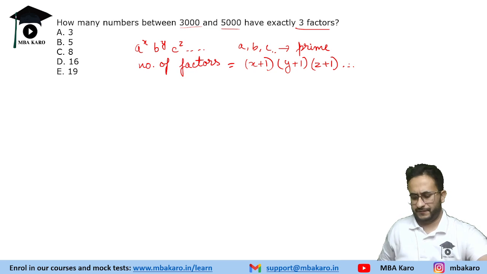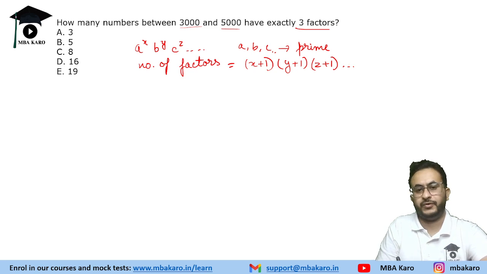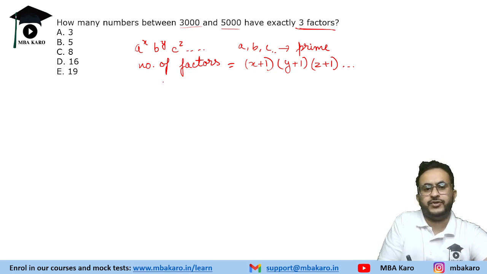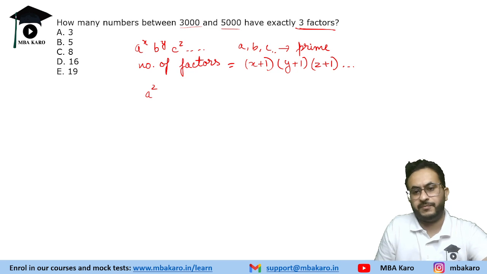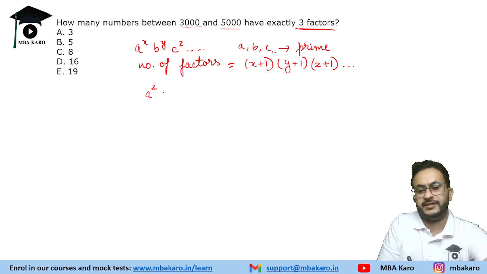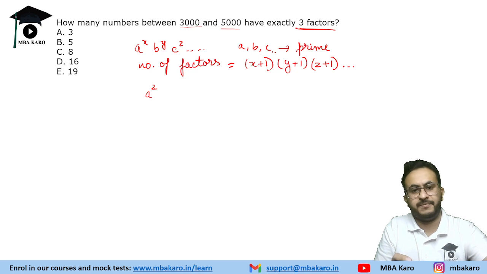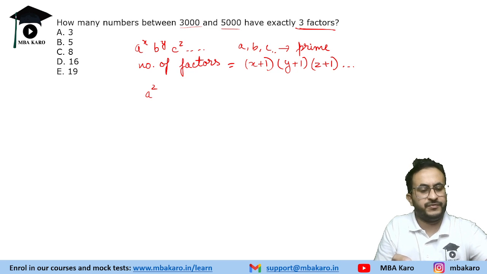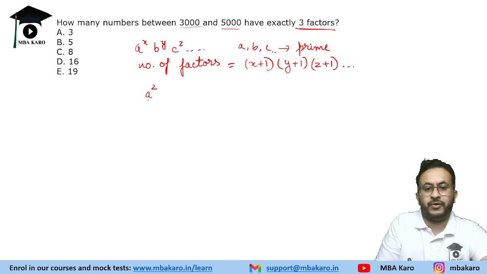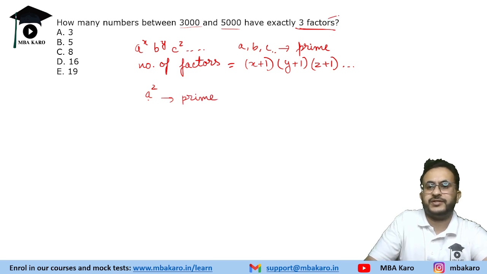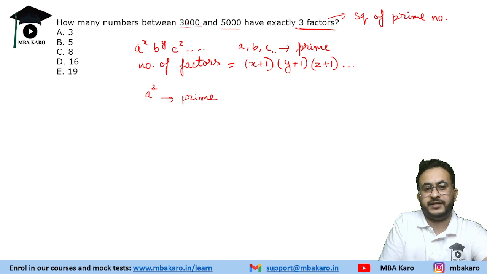Now what we need to do here is find the numbers with exactly 3 factors. So 3 factors means some number raised to the power 2, because 2 plus 1 is 3, and if we multiply with any other number it will give more factors. So we keep that a square, and a should be a prime number. So basically, numbers with 3 factors are squares of prime numbers. Okay, so we will find the squares between 3000 and 5000.